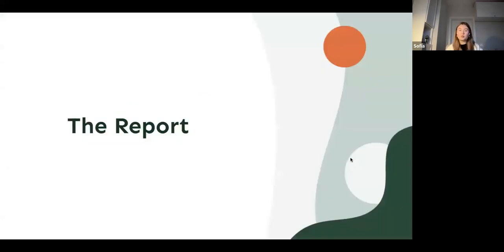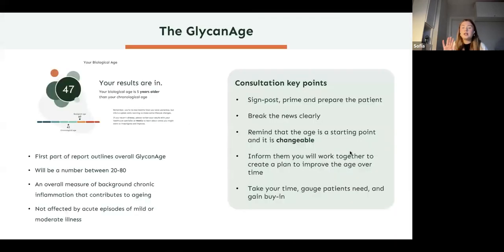So let's move on to the report, which is the most important thing to understand here. I believe most of you have seen our report, but let's just go through this one more time. So the first thing that you receive in our report is the actual biological age. So this is the first part that will outline the overall GlycanAge score, and this will be a number between 20 and 80. What it means, it is an overall measure of background chronic inflammation, which contributes to aging.